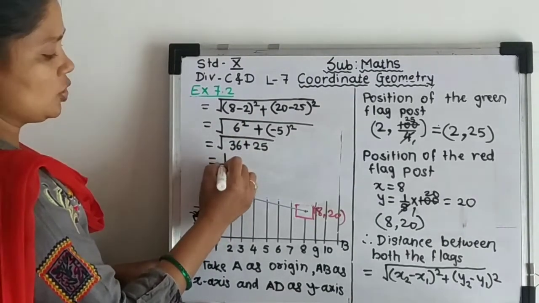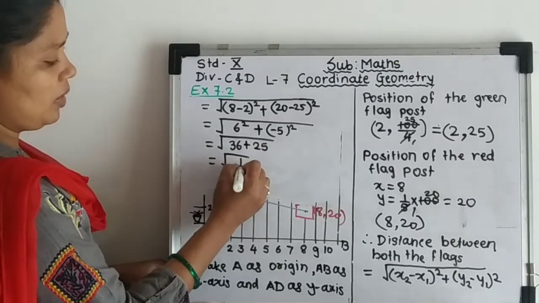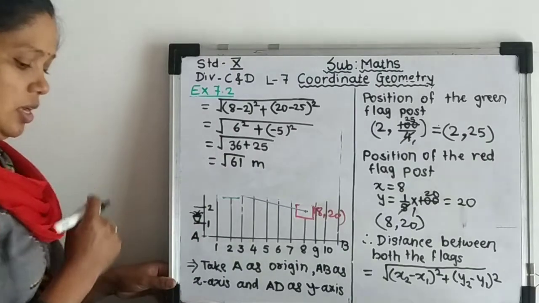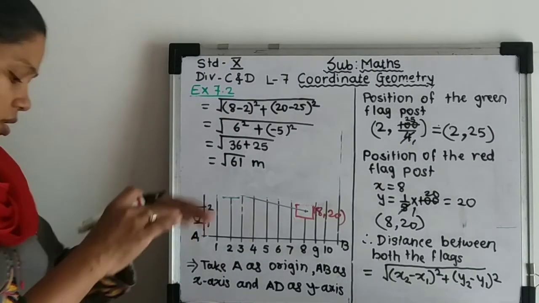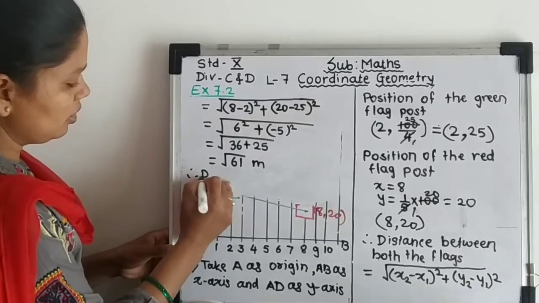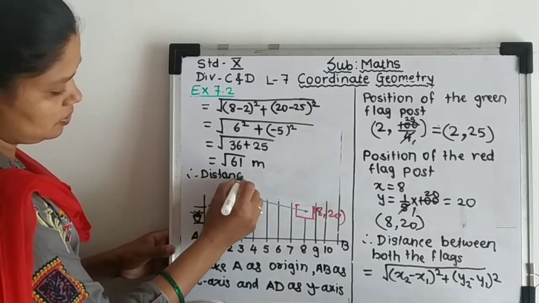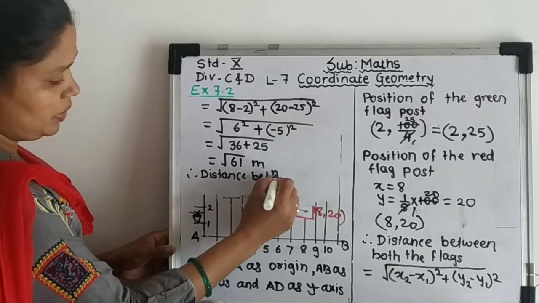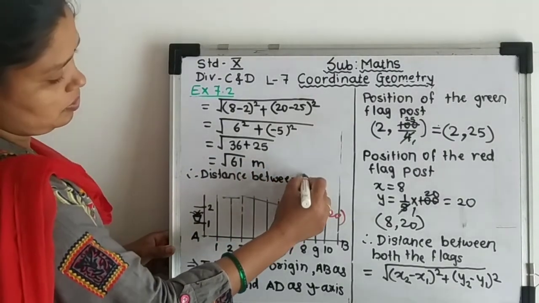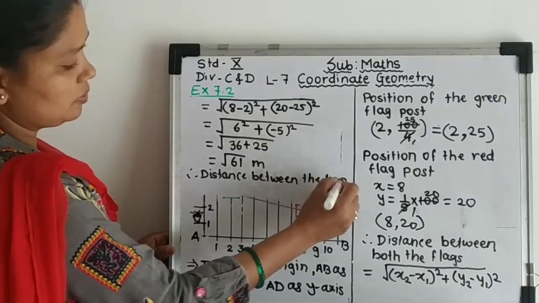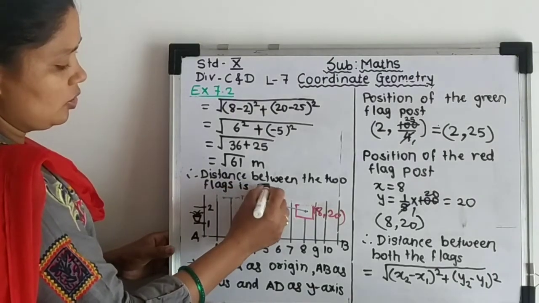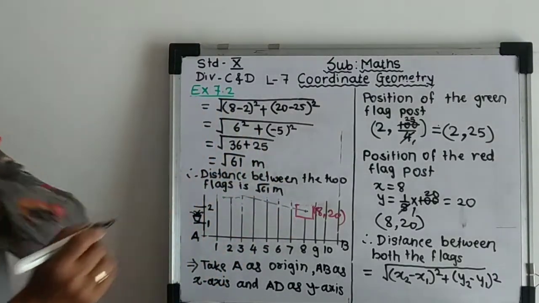So we will have the addition of it. 36 plus 25 is 61. So root 61 is the distance between the 2 flags. Right? So we will write here, therefore distance between two flags is root 61 meter.